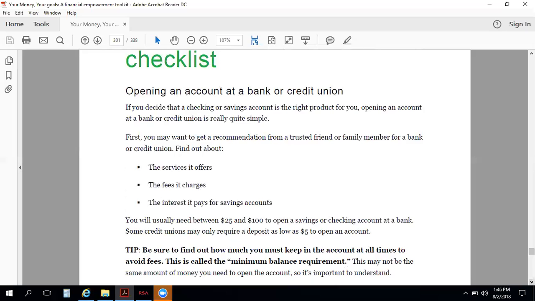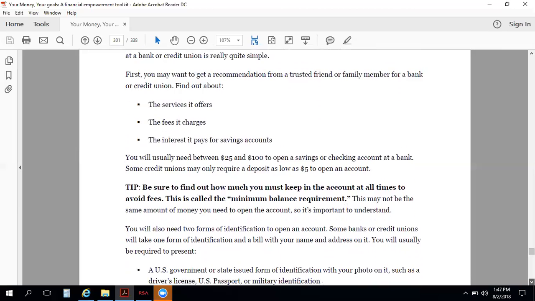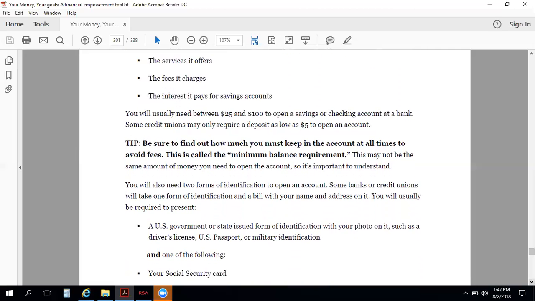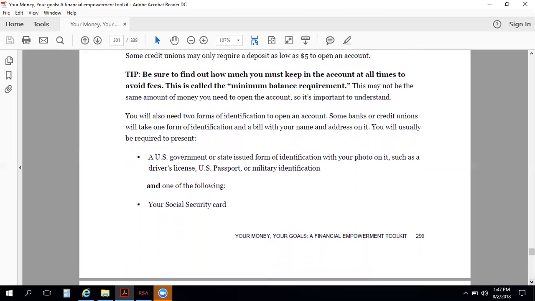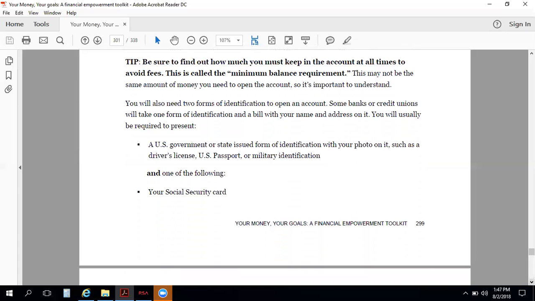But also a client needs to know how much money they need to actually start an account. A lot of the institutions these days do have a minimum deposit required to open an account. So the client has to be sure that they're prepared for that when they go to open an account. Make sure they've got enough money in it. And it says, be sure to find out how much you must keep in the account at all times to avoid fees. Again, not all banks charge a fee if somebody goes below a certain balance, but some may.